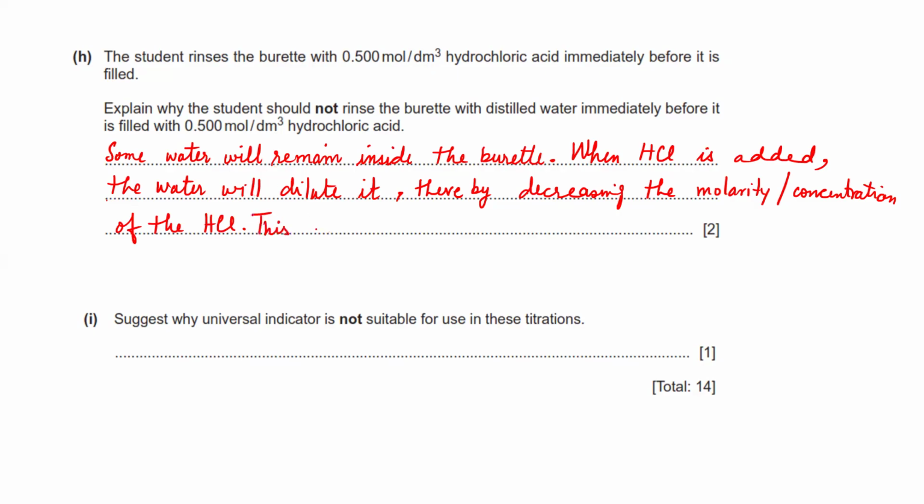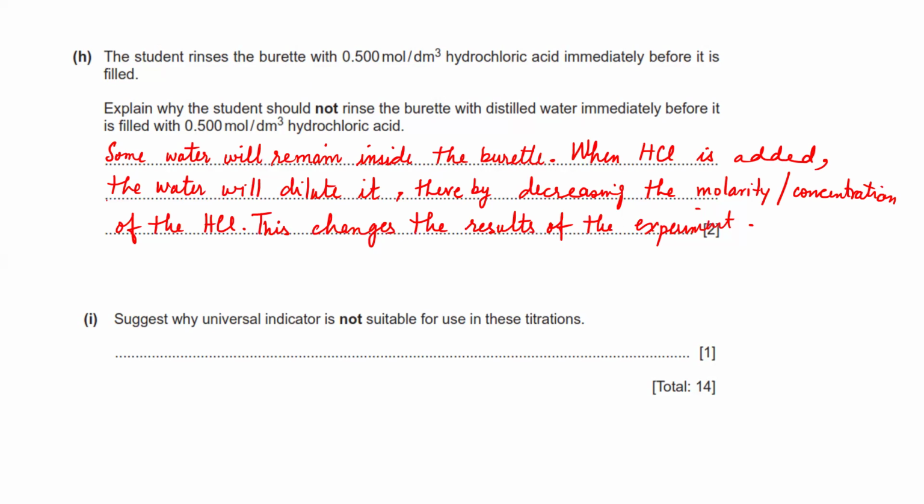This changes the results of the experiment. Okay, so the concentration is very important and it changes. This is how it affects.